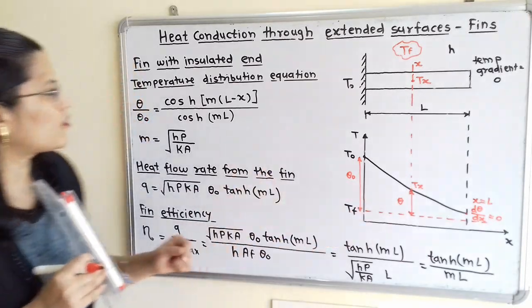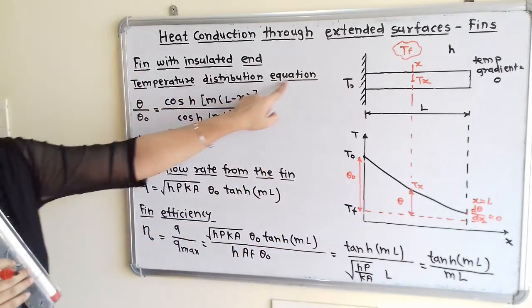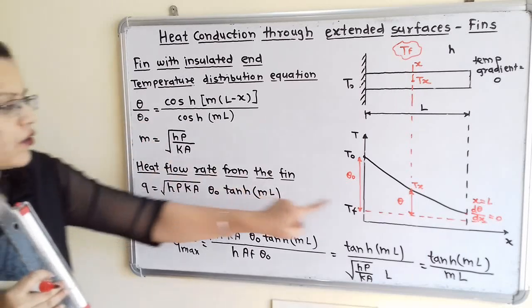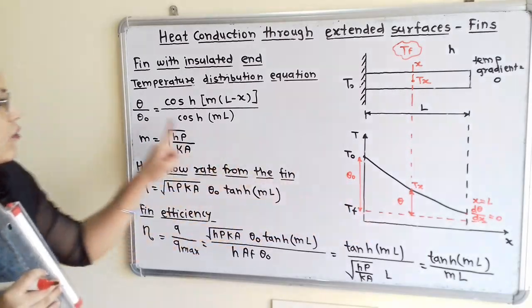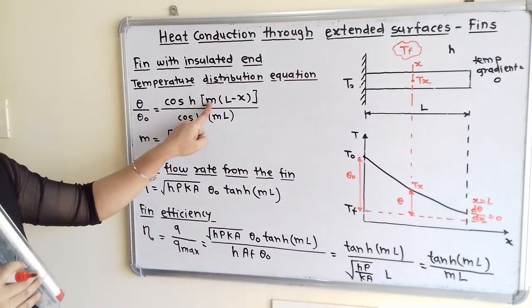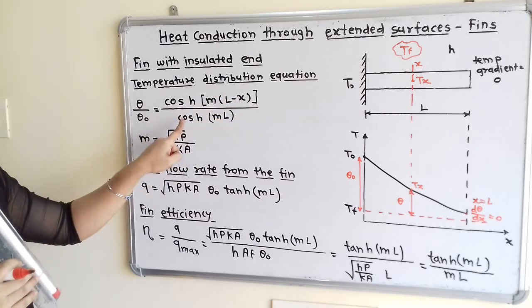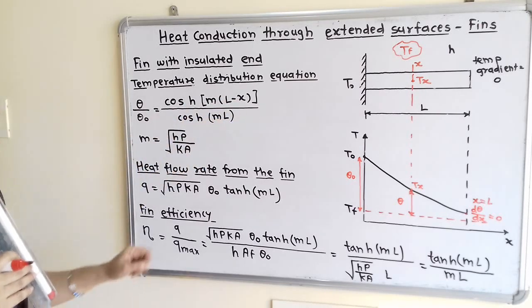So what is this formula? The formula is the temperature distribution equation, theta by theta 0 is equal to cosh m(L minus x) divided by cosh mL. Now what is this x?